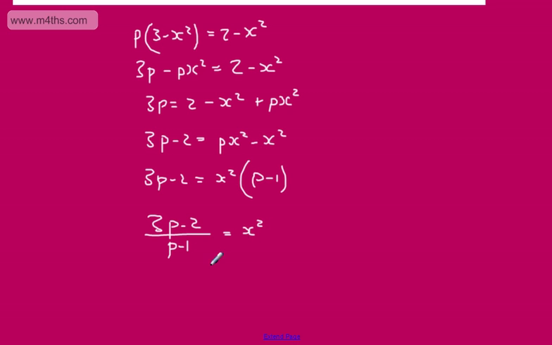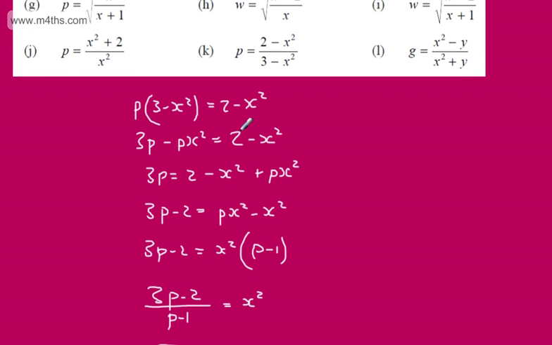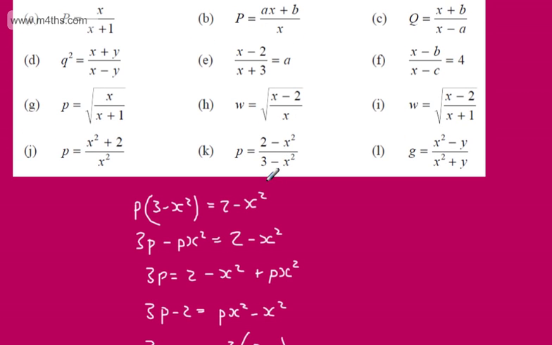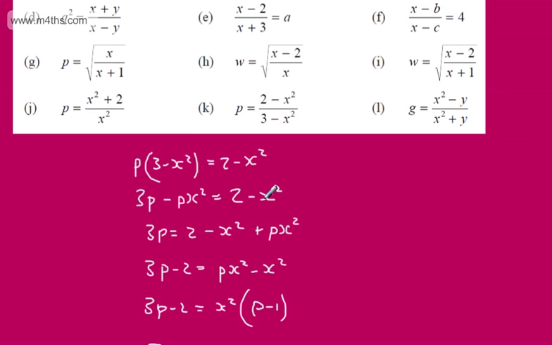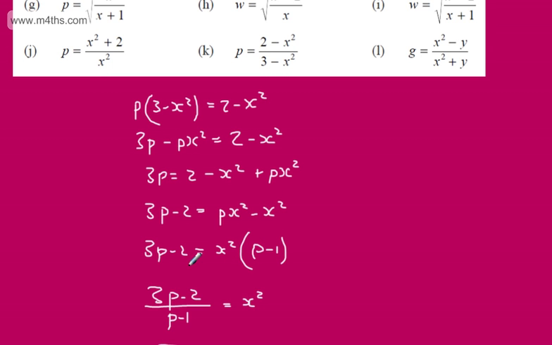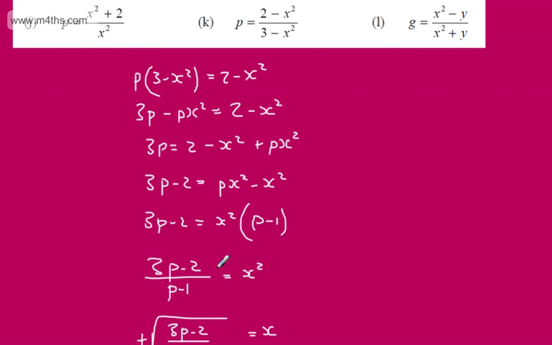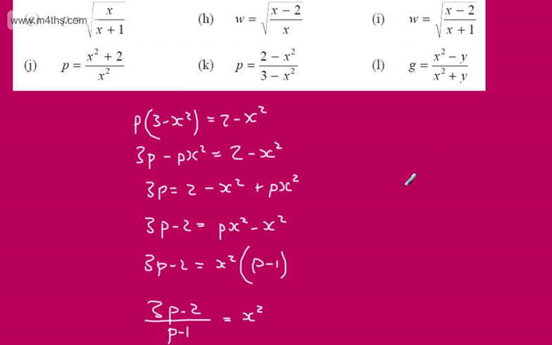We want to make x the subject of the equation, so we need to take the square root of both sides. We're going to get plus or minus the square root of 3p minus 2 over p minus 1 is equal to x. So all we've done is multiply through by the denominator. We've then multiplied out, we've collected like terms, we've factored and then divided through by the content of a bracket and then simply taken the square root.